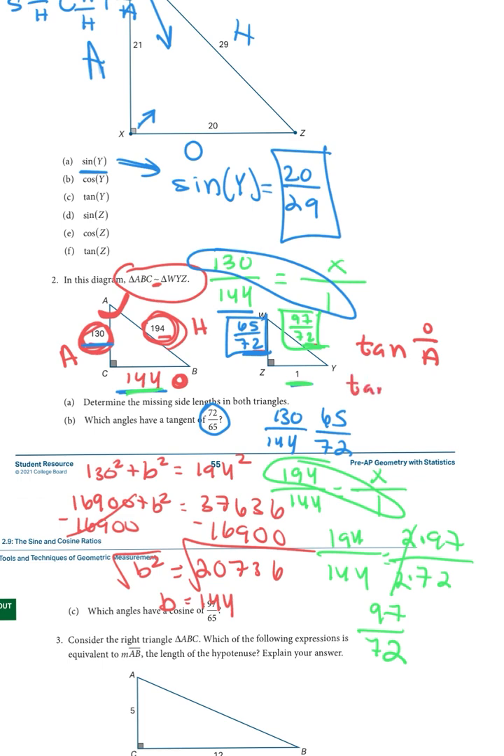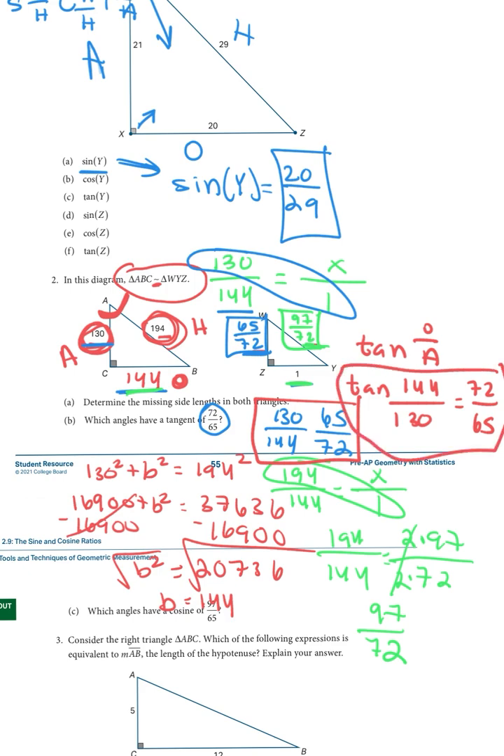So tangent O is 144 over 130. And we have already established that reduces to, right here, 65 over 72. But since my numbers are switched, this is also going to switch, which is 72 over 65, which is what they want. So which angle has that? It would be angle A.